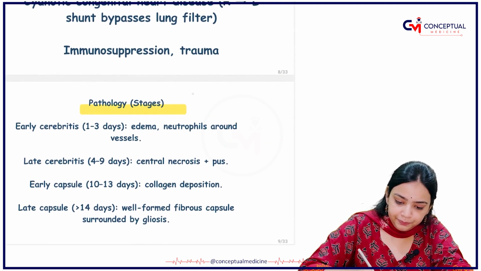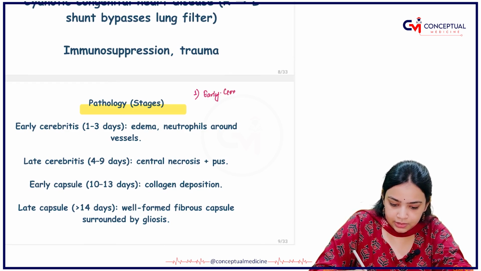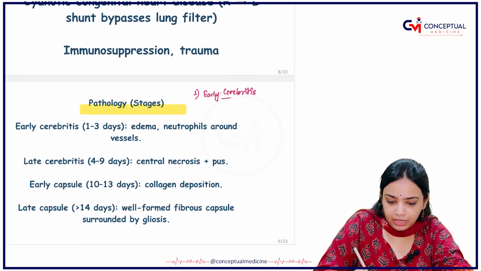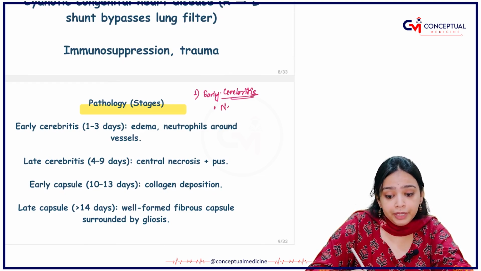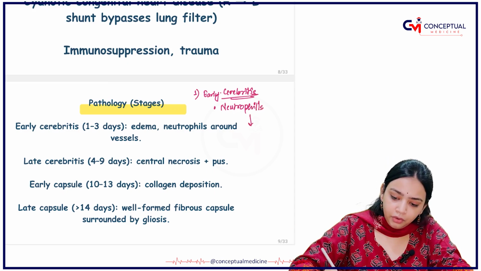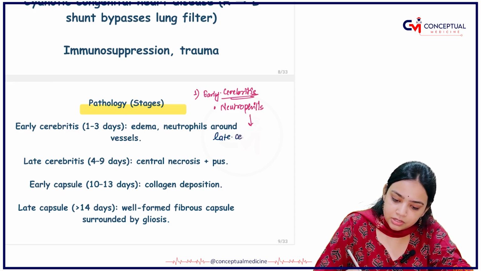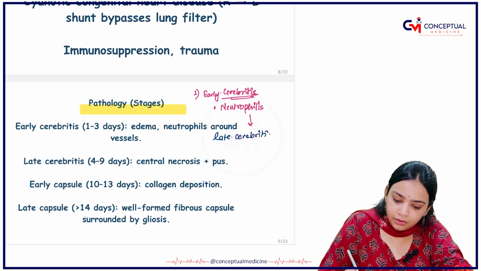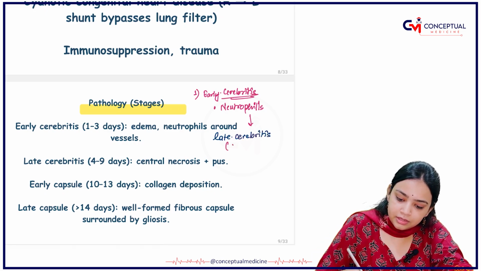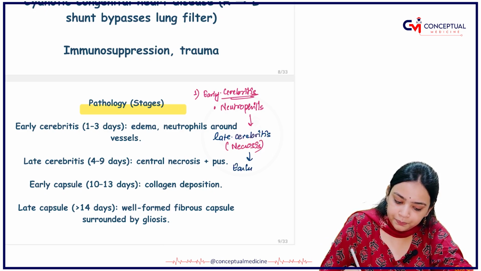First one is the early cerebritis. Okay, what happens in this? First one, there will be neutrophil activation. Second, what stage is there? The second stage is your late cerebritis. What happens in this stage? There is necrosis.